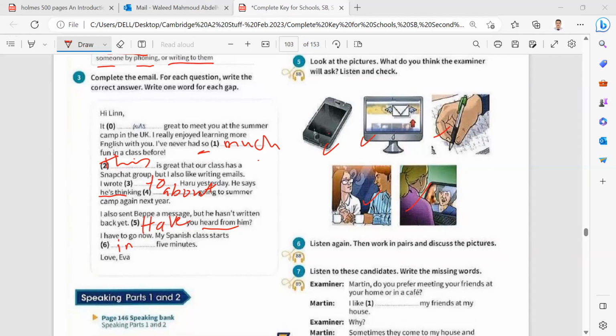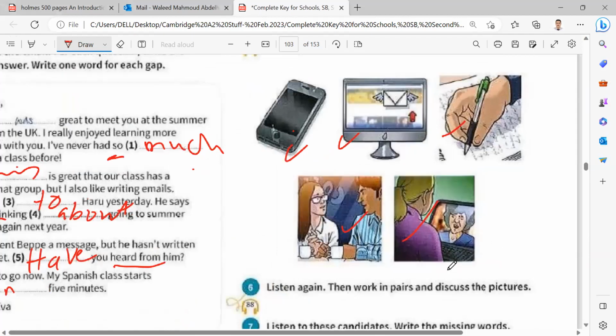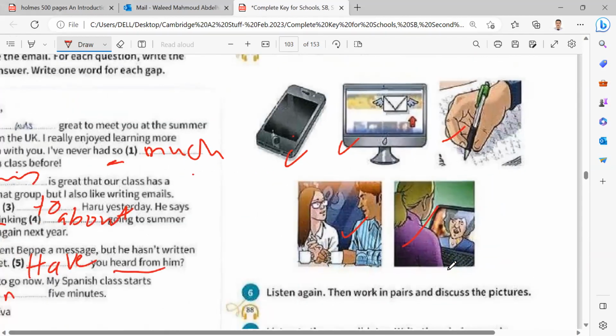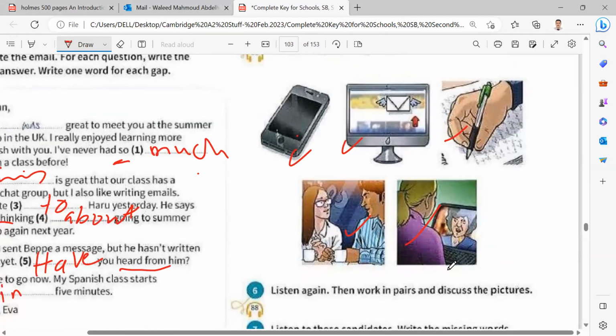Unit 14. Speaking, Parts 1 and 2. Exercise 5. Now, in this part of the test, you are going to talk together. Here are some pictures that show different ways of keeping in touch. Do you like these different ways of keeping in touch? Say why or why not. I'll say that again.